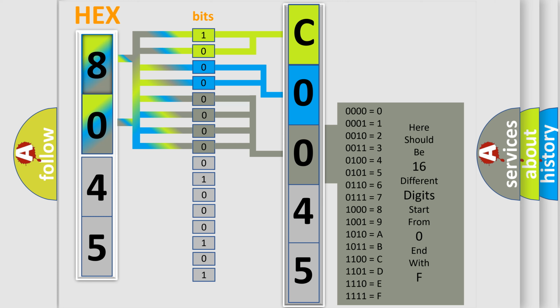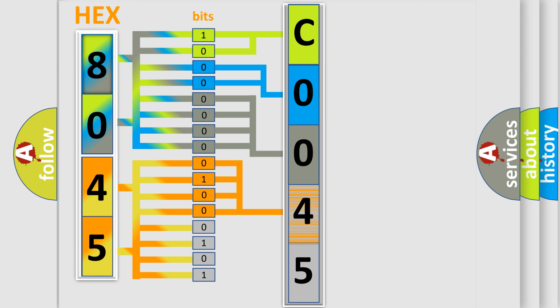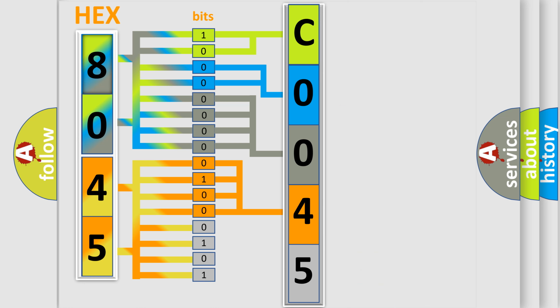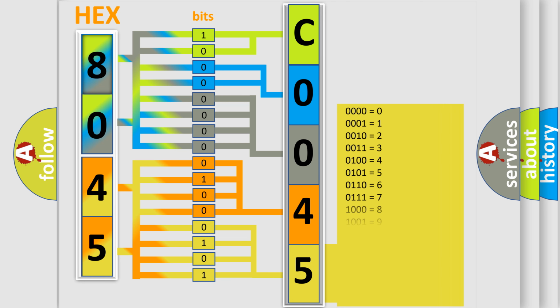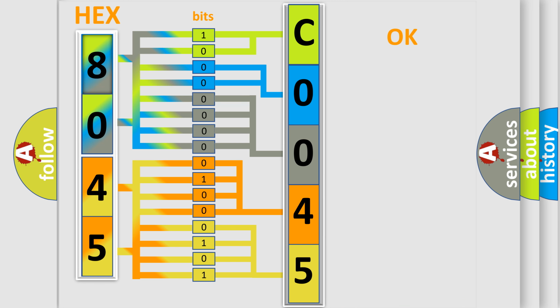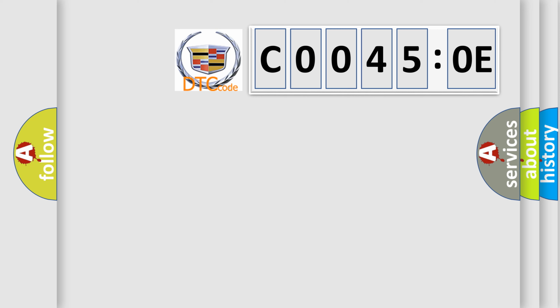The second byte is composed of a combination of 8 bits. The first 4 bits determine the fourth character of the code, and the combination of the last 4 bits defines the fifth character. A single byte conceals 256 possible combinations. We now know in what way the diagnostic tool translates the received information into a more comprehensible format. The number itself does not make sense to us if we cannot assign information to what it actually expresses. So, what does the Diagnostic Trouble Code C0045-0E interpret specifically for Cadillac car manufacturers?